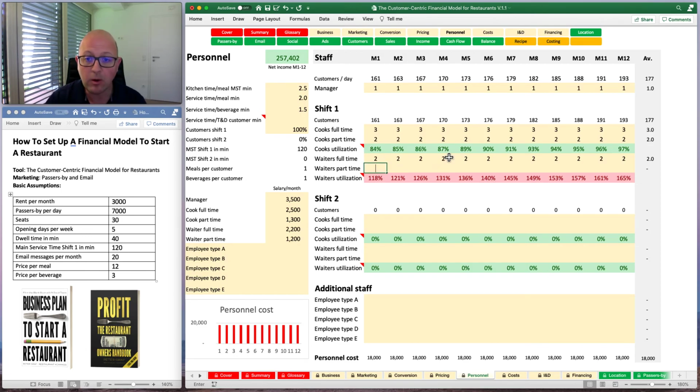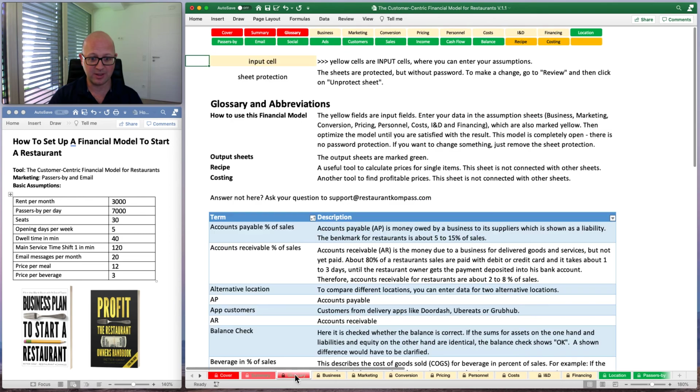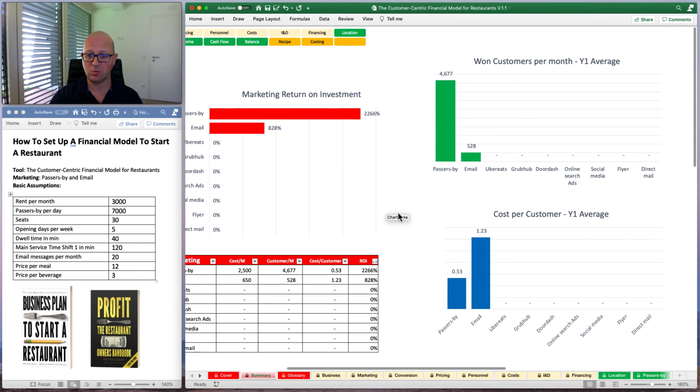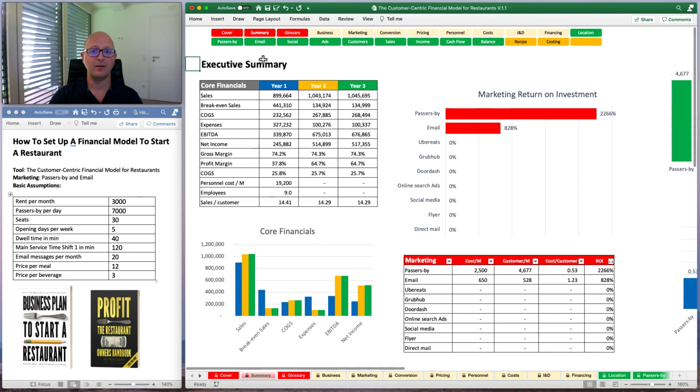And we will probably also need more waiters. So now we are getting closer to a more and more realistic financial model. Well, that's it for the start, I would say. Finally, I would like to finish with this overview. Here you can find the core financial data: sales, break-even, COGS, expenses, EBITDA, net income, and all this stuff here in the executive summary.